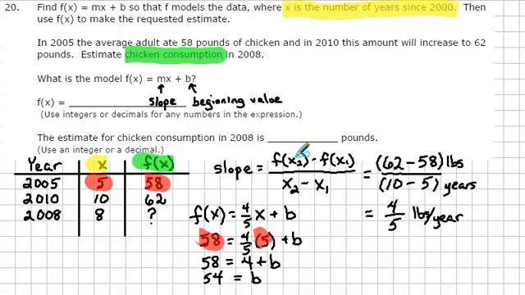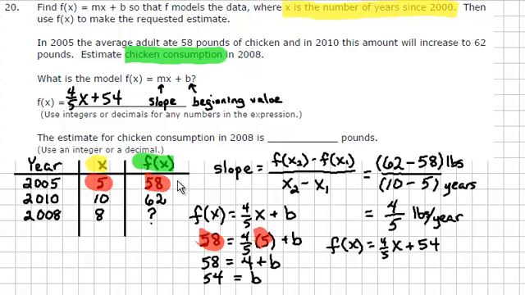And we can now write our formula. F of x is equal to 4/5 times x plus 54. So f of x is equal to 4/5 x plus 54. That's what we would write in the blank here. 4/5 x plus 54.